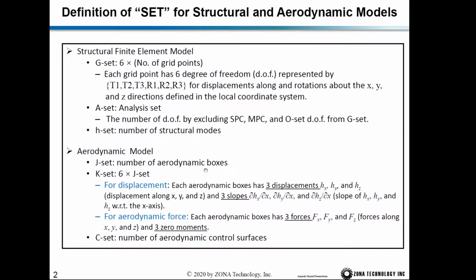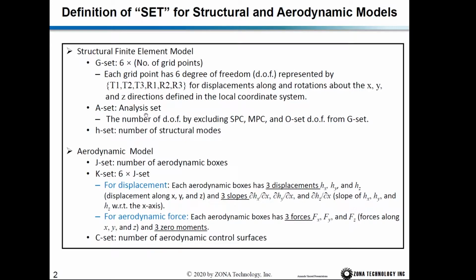Before we talk about the input cards, we have to define so-called sets for structural and aerodynamic models. For structural models, the G set means 6 times the number of grid points in the structural model. This is because each structural grid has 6 degrees of freedom, in terms of T1, T2, T3, R1, R2, R3, and those degrees of freedom are defined in the local coordinate system.